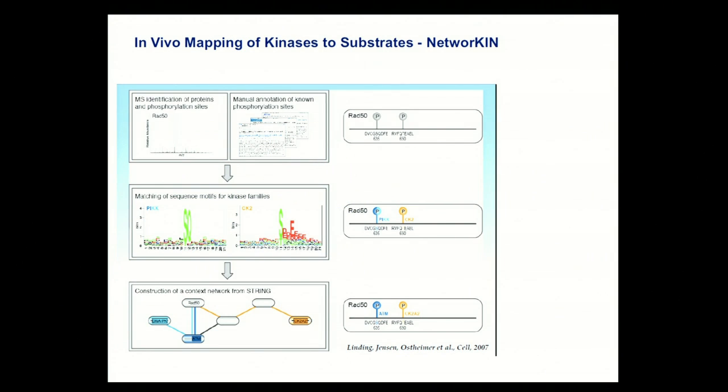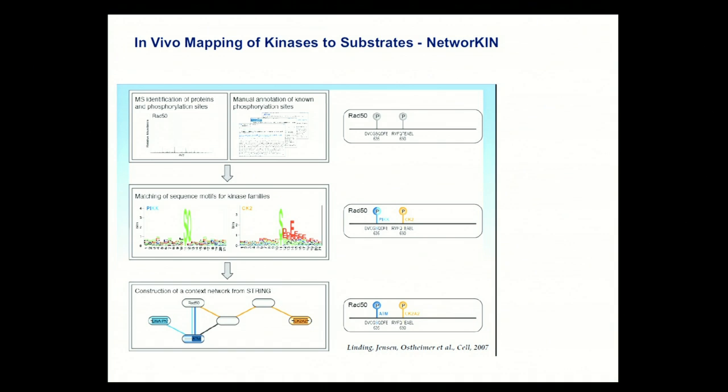Another tool is developed by Rune Linding and Lars Juhl Jensen. It's called NetworkKin. This is a tool where you can map kinases to substrates, if you've been studying kinases. The problem with kinases and substrates is that if you use sequence-based methods, kinases can, in principle, phosphorylate many different proteins, but in vivo they actually don't, because they don't have access to those proteins in the tissue in question.